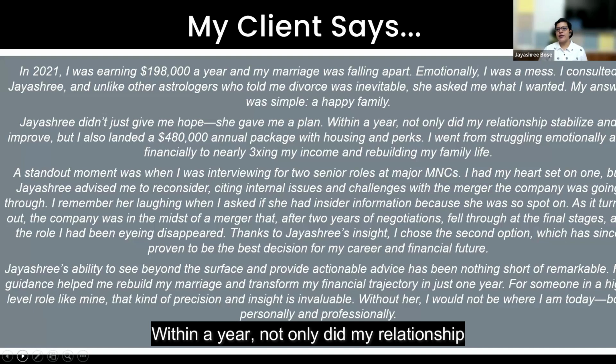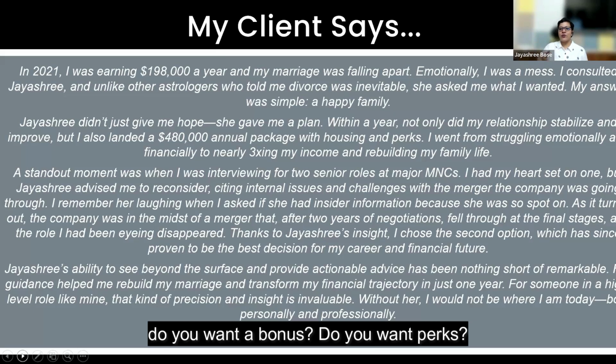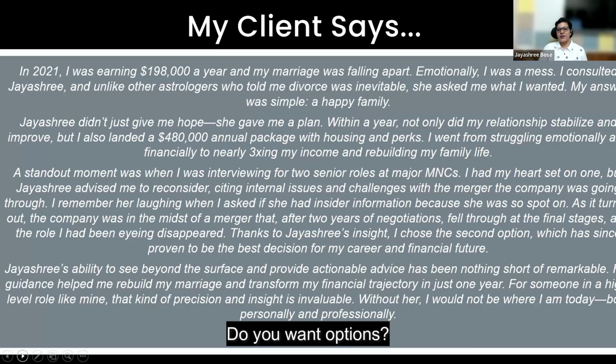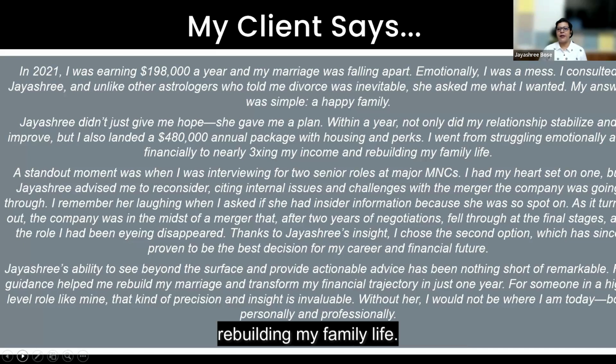"Within a year, not only did my relationship stabilize and improve, but I also landed a $480,000 annual package with housing and perks." Remember, I said I'll teach you what to get. Do you want a bonus? Do you want perks? Do you want options? Do you want shares? So she's a salary earner, a job holder. And that year it was good for perks. Okay. And she got the housing also. "I went from struggling emotionally and financially to nearly 3xing my income and rebuilding my family life."